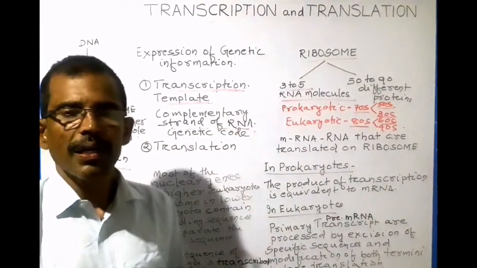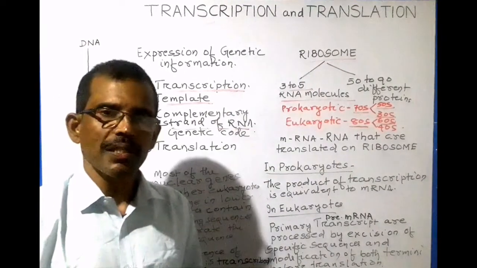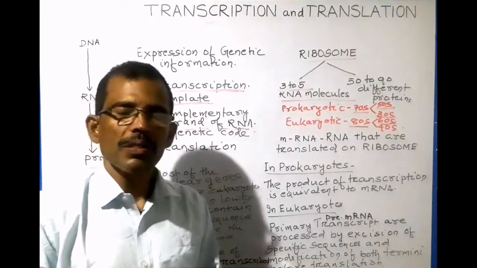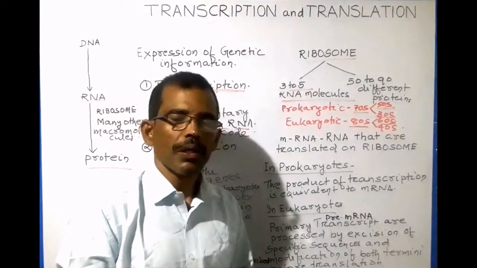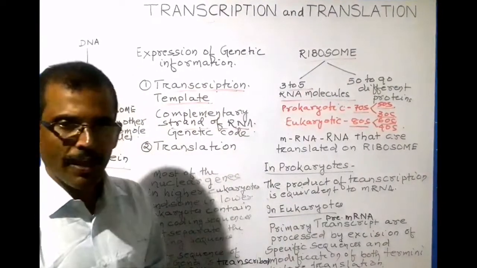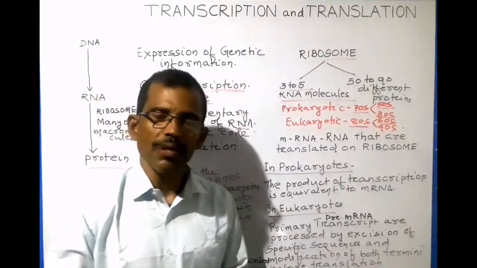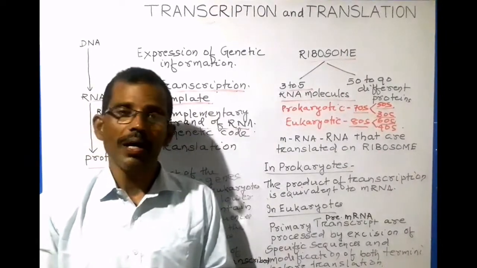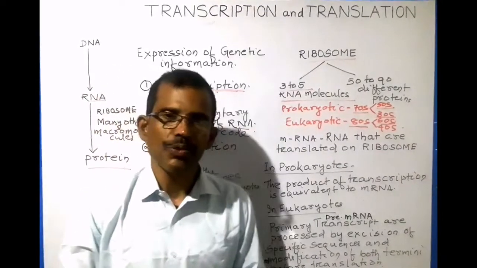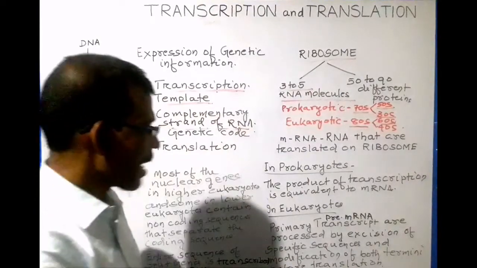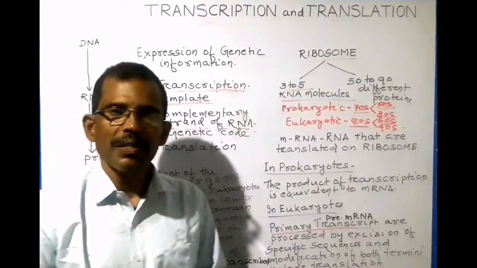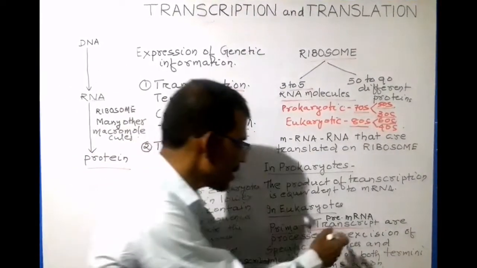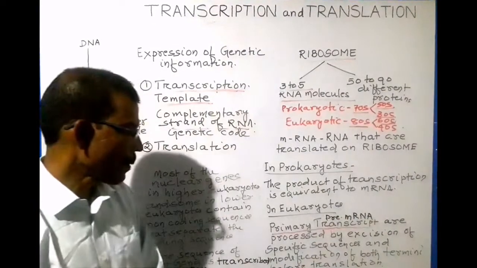In prokaryote and eukaryote, the process of transcription is similar. The overall process is similar, but the process of transcription in eukaryote is relatively complex. In prokaryotes, the product of transcription is equivalent to mRNA, whereas in eukaryote, the product of transcription is known as primary transcript. These primary transcripts are the precursor of mRNA. So these primary transcripts are also known as pre-mRNA.